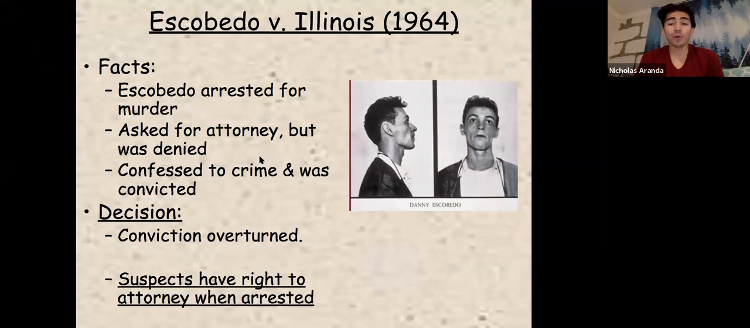Escobedo versus Illinois is a Supreme Court case from 1964 featuring Danny Escobedo. Escobedo was arrested for murder. They asked for an attorney, but they were denied. They confessed to the crime and they were convicted.